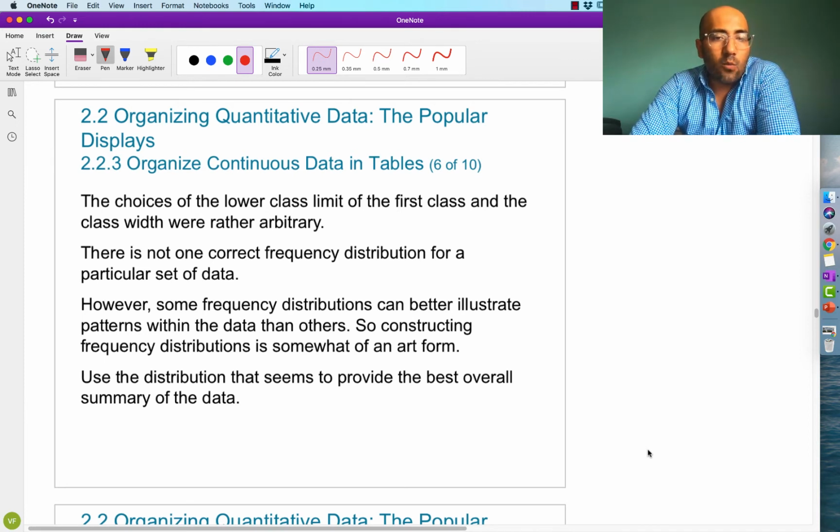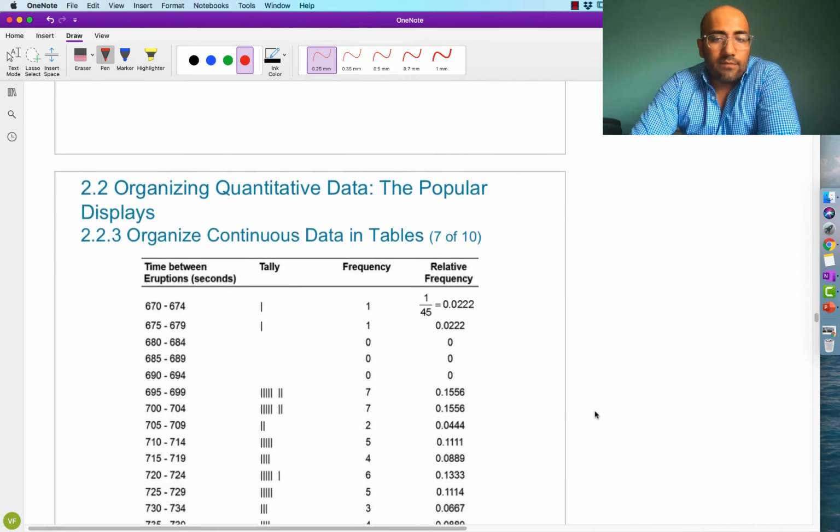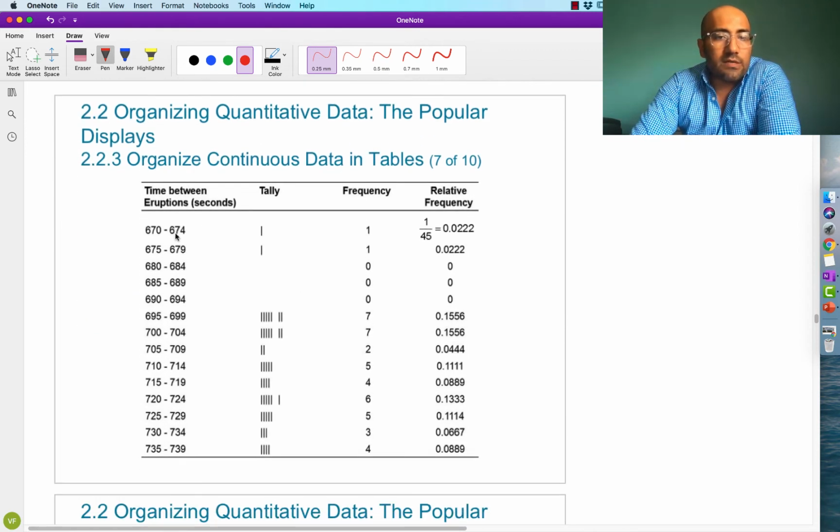There is not one correct frequency distribution for the particular data set. However, some frequency distributions can better illustrate patterns within the data than others. So constructing a frequency distribution is somewhat of an art form. Okay, so here's another example where instead of using a class width of 10, we can use a class width of 5. Right? We went from 670 to 675, 680, 685, so on and so forth.